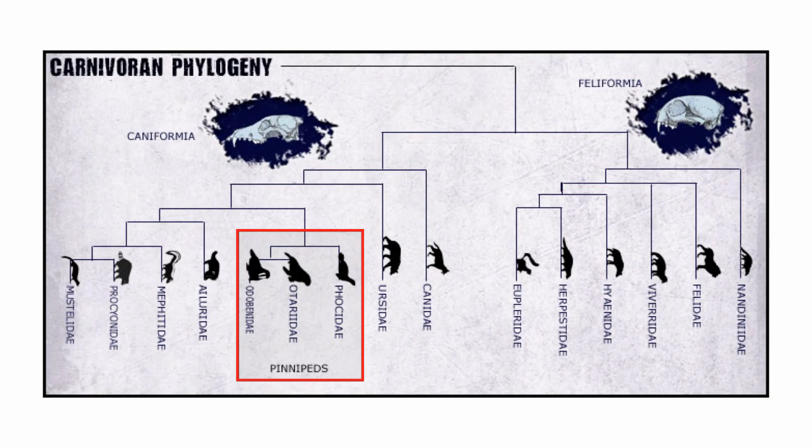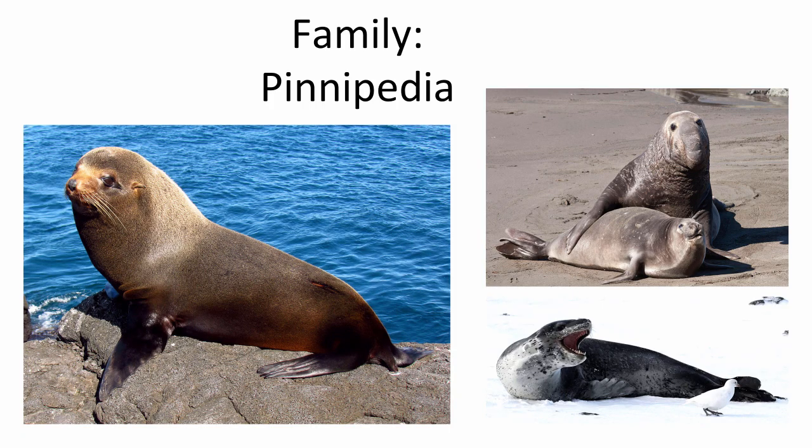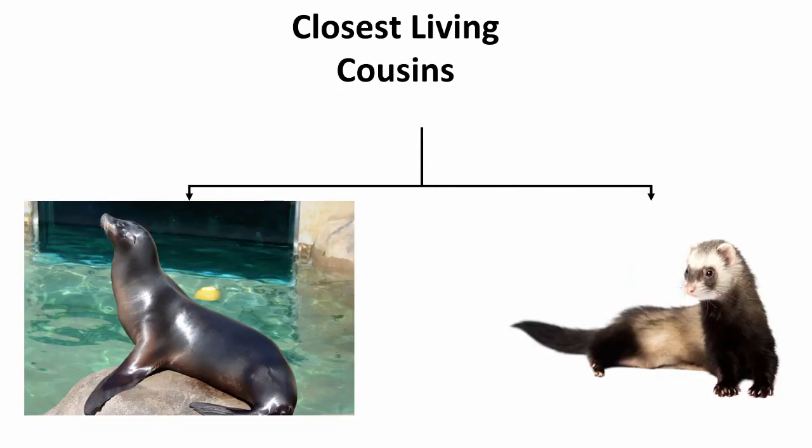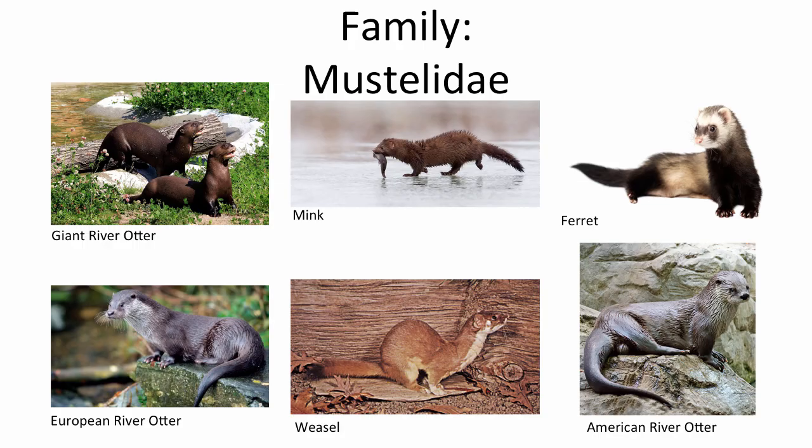This is the phylogenetic tree of Carnivora. But I want to draw your attention to the red box, which is encompassing the pinnipeds. Pinnipeds include things such as fur seals, elephant seals, leopard seals, and other types such as walruses and sea lions. So the closest living relative to pinnipeds are the Mustelidae, which include things such as river otters, minks, ferrets, and weasels.